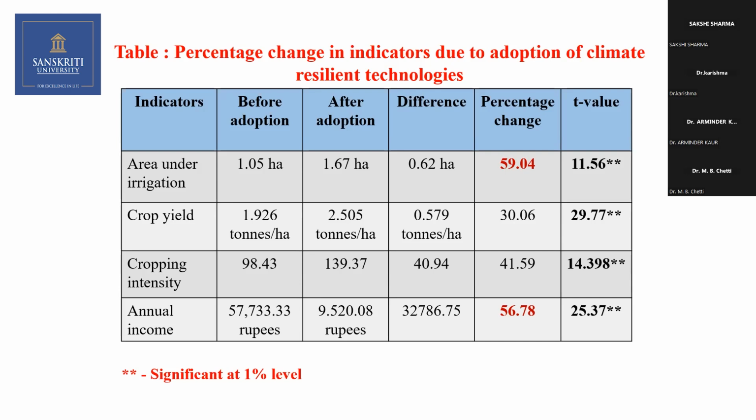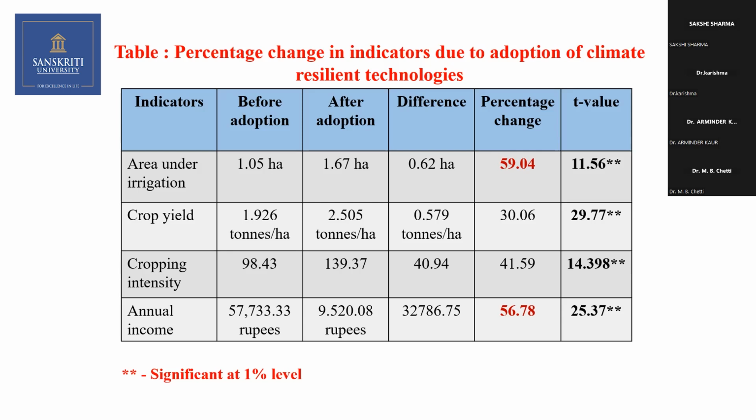So it has increased from 98.43 to 139.37. There is a percentage increase of 41.59. That is also statistically significant. Because of climate resilient practices, they started adopting irrigation, then the yield also increased, cropping intensity also increased, and obviously when the yield is increased, annual income also has to increase.